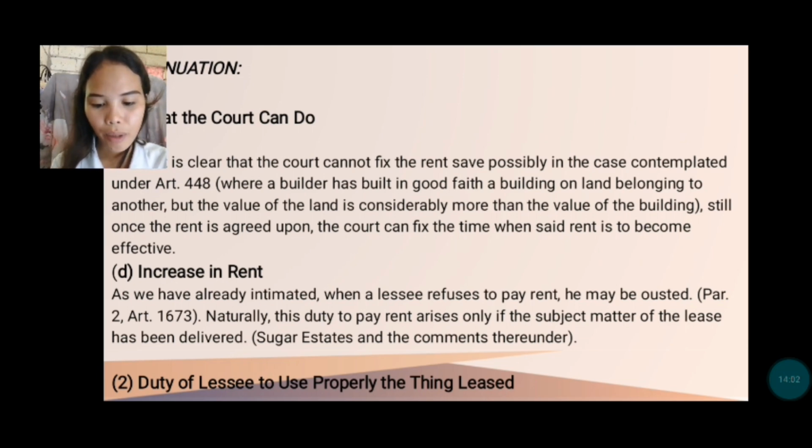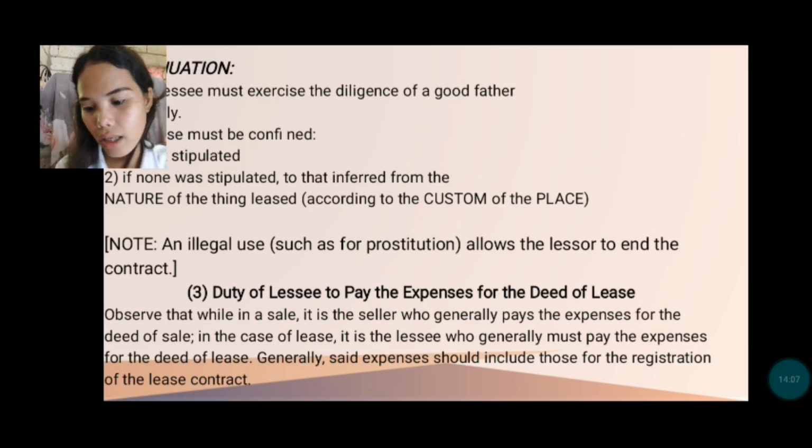Number 2. Duty of lessee to use properly the thing leased. A. The lessee must exercise the diligence of a good father of a family. B. The use must be confined: 1. To the use stipulated. 2. If none was stipulated, to that inferred from the nature of the thing leased, according to the custom of the place. Note: an illegal use, such as prostitution, allows the lessor to end the contract.